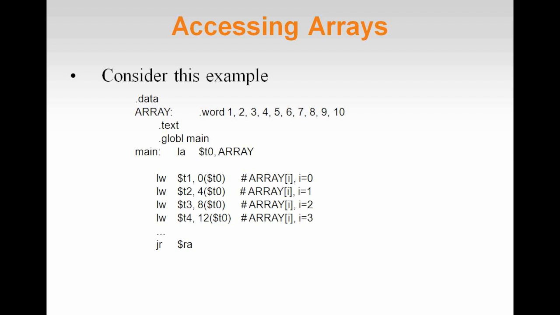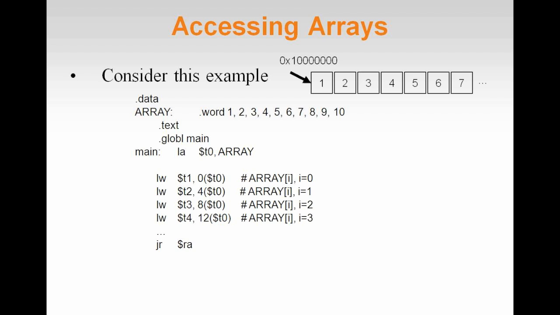So what we do is that we start off by declaring an array of 10 words with each word initialized with a value between 1 and 10. In the memory, this will appear as a contiguous region of words initialized to the corresponding value.